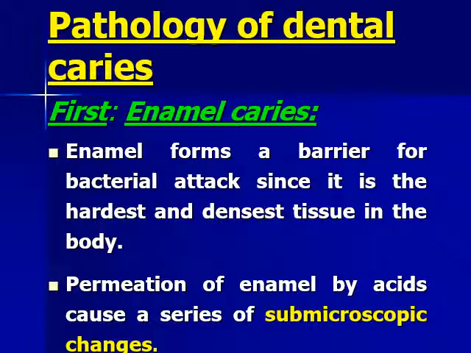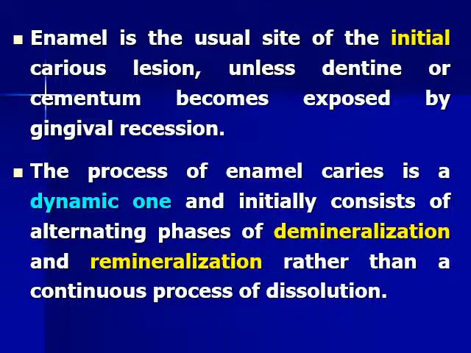Usually enamel is so hard and protects the teeth, unless the patient has bad oral hygiene habits. So bacteria accumulate on the carbohydrates in his oral cavity and start to produce acid. This acid can start producing submicroscopic changes, very tiny spaces inside the enamel that can only be seen by a microscope. And so again, enamel is the initial site affected with caries, unless, as we said, dentine and cementum are exposed.